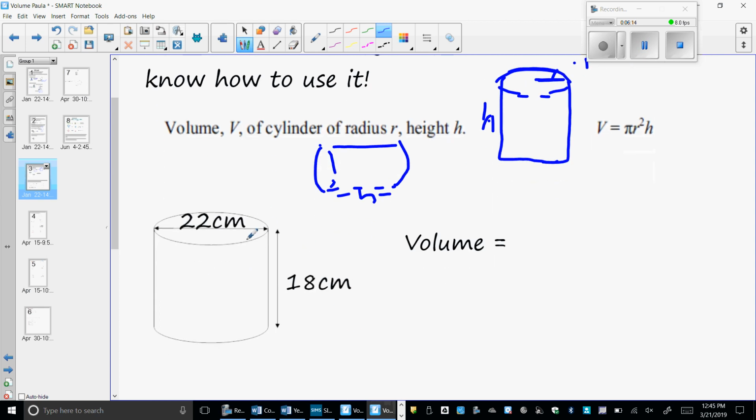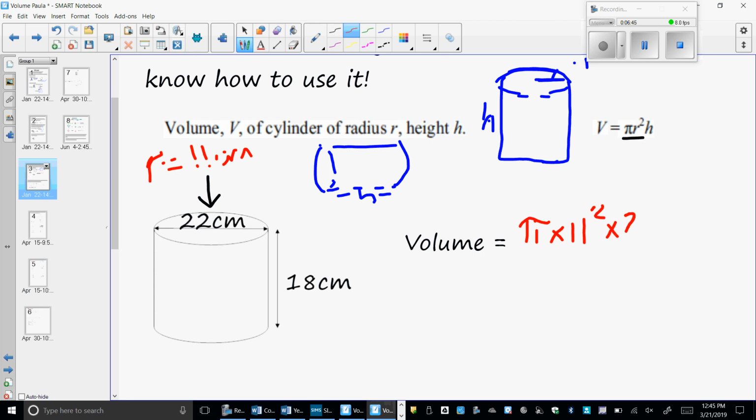Okay, so looking at this particular cylinder, we know our formula has pi r squared, but look here, this measurement is the diameter. So we have to first of all find the radius. The radius of this circle would be half of it, so that would be 11 centimeters.